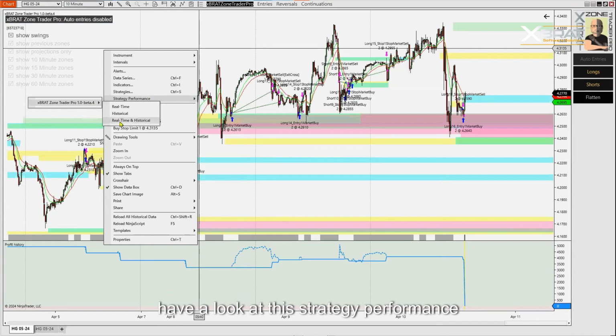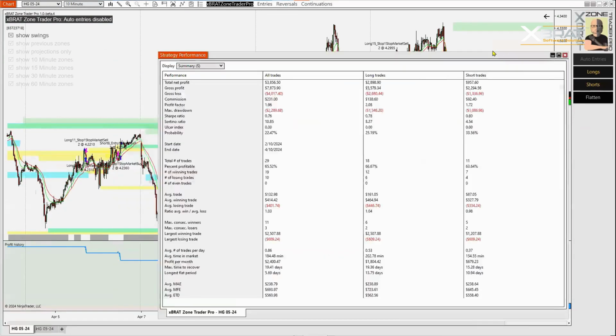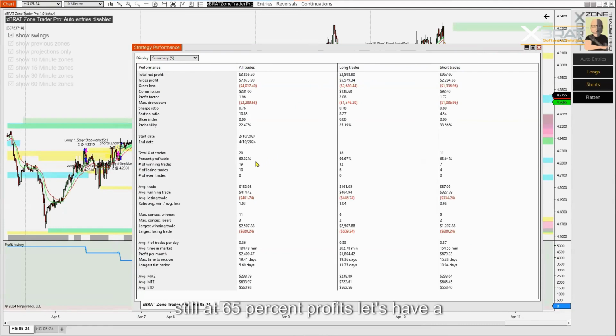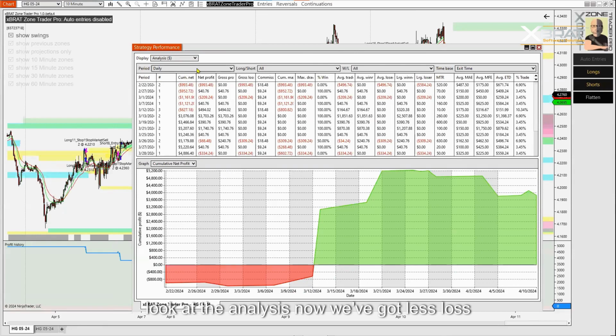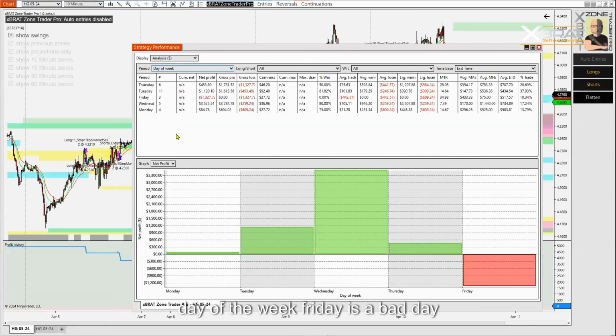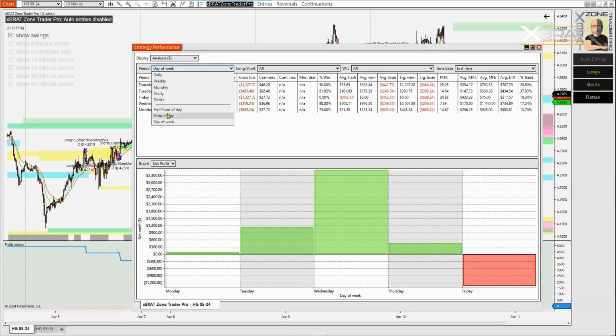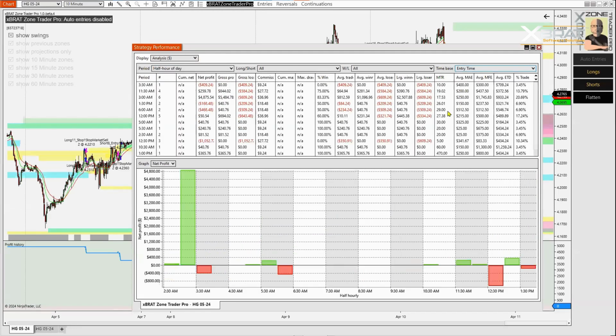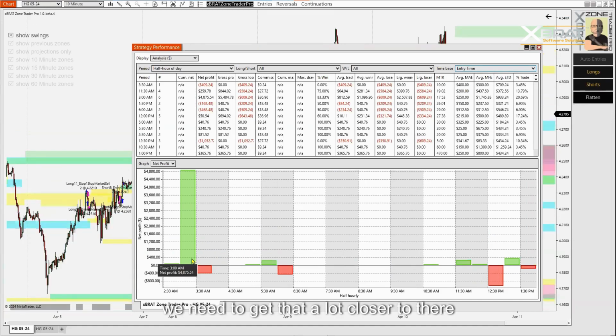Have a look at this strategy performance report now. Okay. So still at 65% profit. Let's have a look at the analysis now. We got less loss. Day of the week. Friday's a bad day. Okay, we need to get that a lot closer to there. So we're going to go 3. I think we did 3:15. Okay.